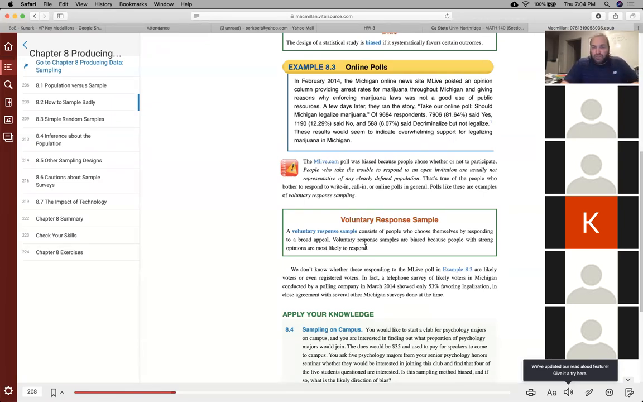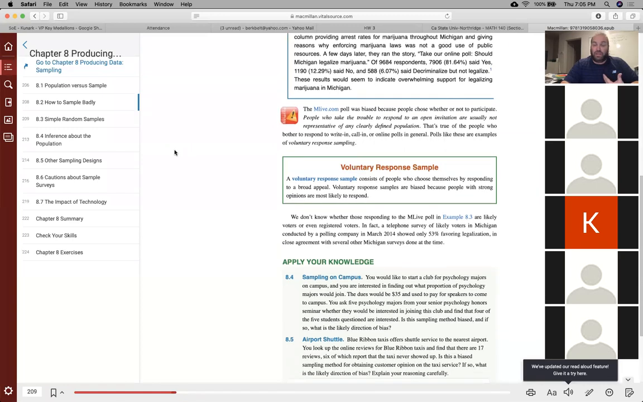So the two bad types of samples are convenience samples and voluntary response samples. We don't want voluntary response because it's only going to be from people who are probably very strongly invested in the subject, and convenience samples are very likely to miss a significant portion of the population that I might care about.